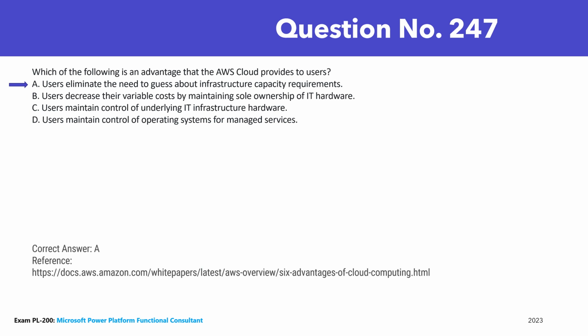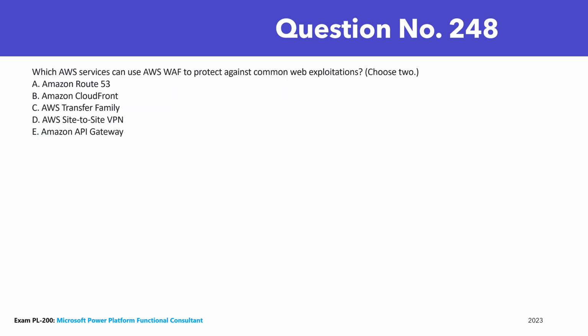Which AWS services can use AWS WAF to protect against common web exploitations? Choose 2. A. Amazon Route 53. B. Amazon CloudFront. C. AWS Transfer Family. D. AWS Site-to-Site VPN. E. Amazon API Gateway. Correct answer, B, E.